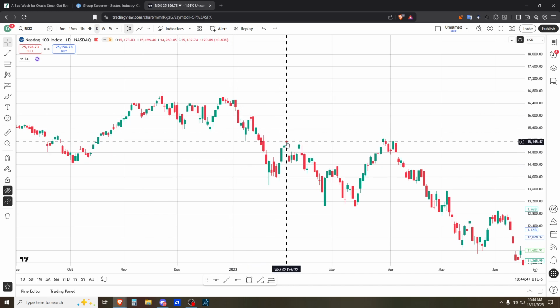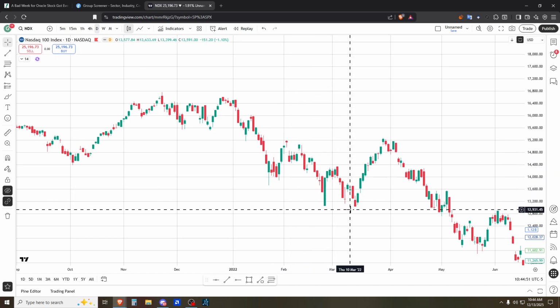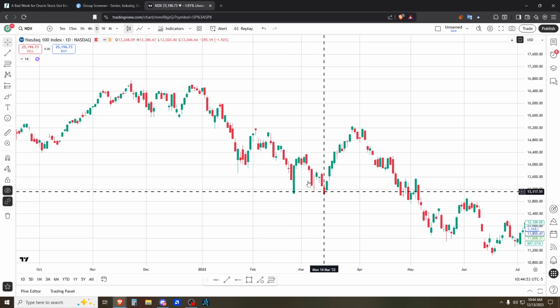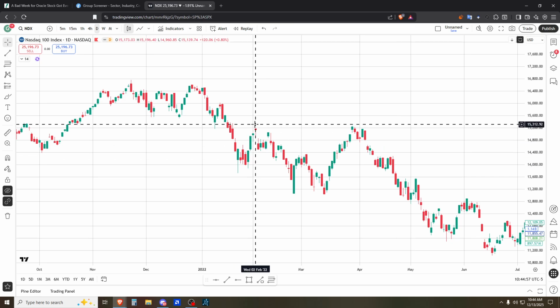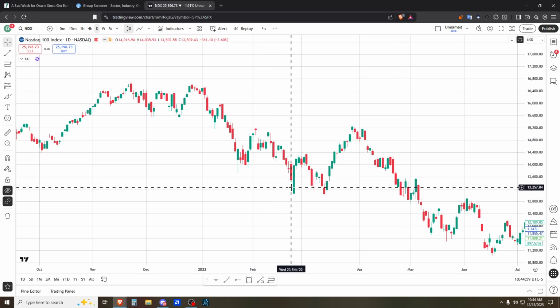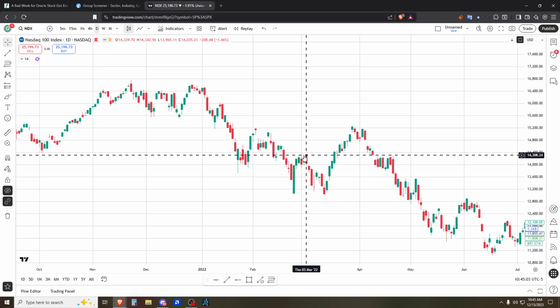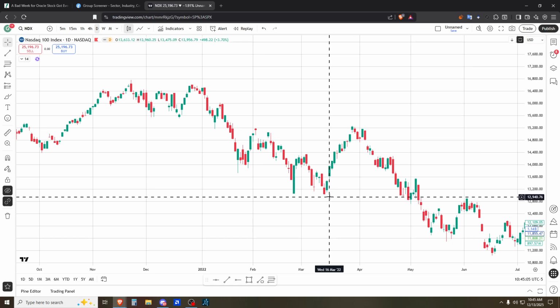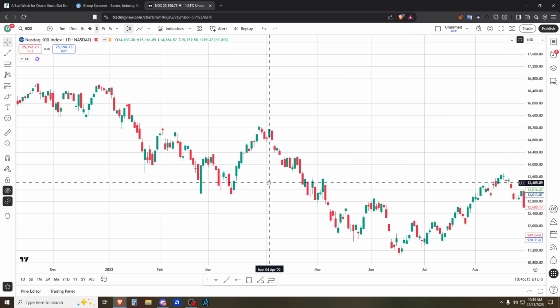What does price do at this second lower high? It goes down again. This is a perfect downtrend. We have a low, a lower high, a lower low, a lower high, a lower low, a lower high, a lower low, and then price found support right at this level, 13,061.